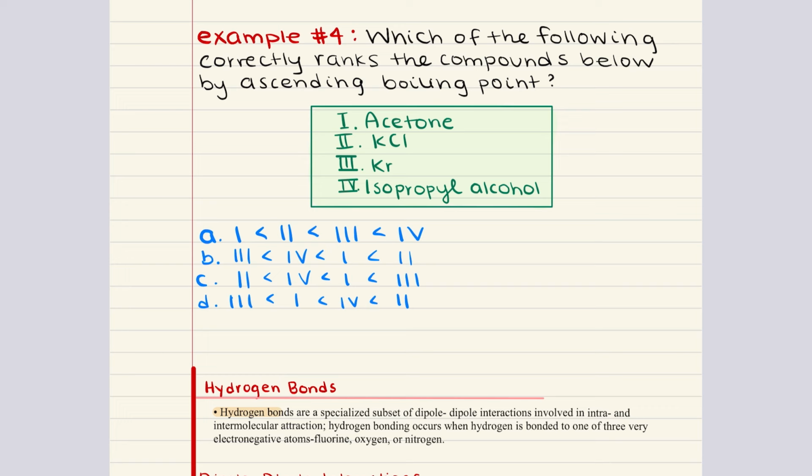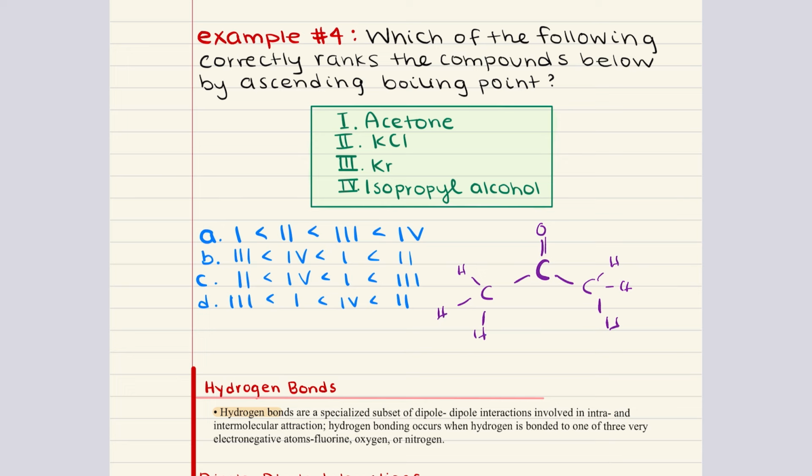So starting off with acetone, I'm going to go ahead and draw what acetone looks like. Acetone has this carbon that is double bonded to an oxygen, and then that carbon is bonded to carbons on both sides here, and these carbons all have three hydrogens. So these are methyl groups at the end. So this is what acetone looks like.